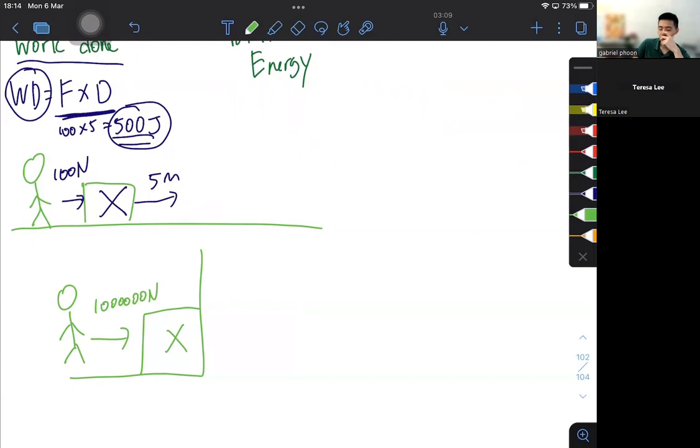I don't know. Not exactly. Teresa, what do you think? Is there any work done here? No. Why? Why is there no work done? There is no more space for it to push it. Good, very good. There is no space for it to move.